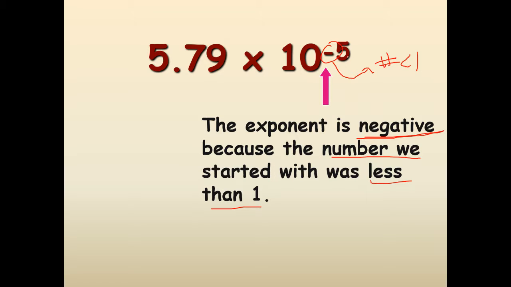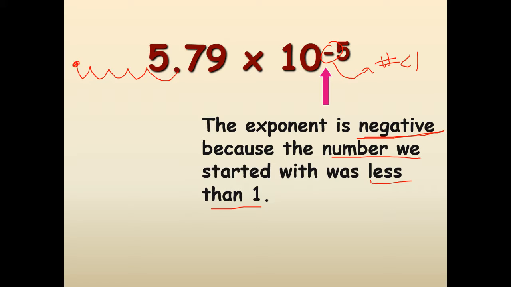Okay. So that means I'm moving it 5 times, but I'm going to be moving it 5 times in the direction that gets me a number less than 1. So which way do I move the decimal to get me a number less than 1? Do I move it to the left or do I move it to the right? We would move it to the left. So I'm going to need to move it to the left 5 times. So 1, 2, 3, 4, 5.